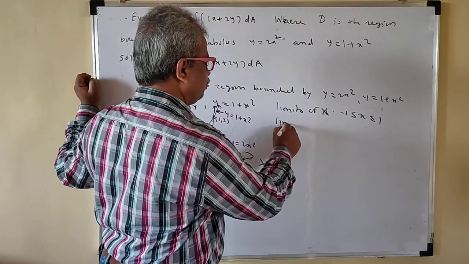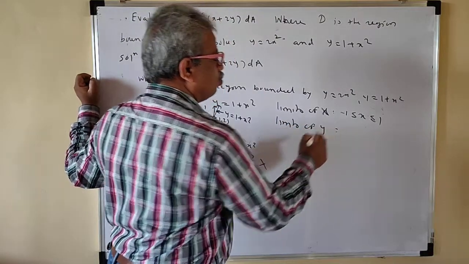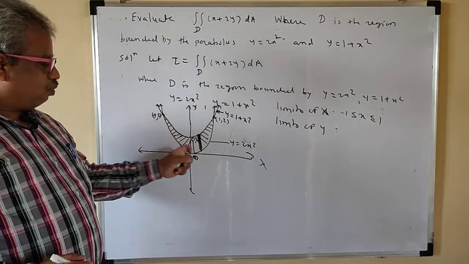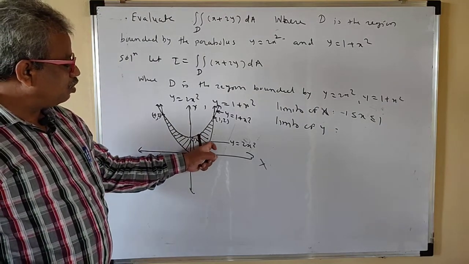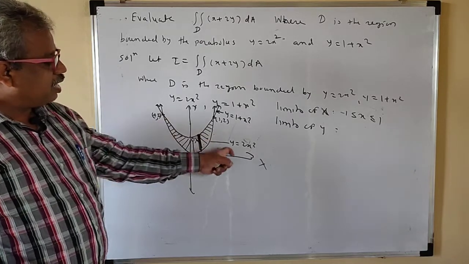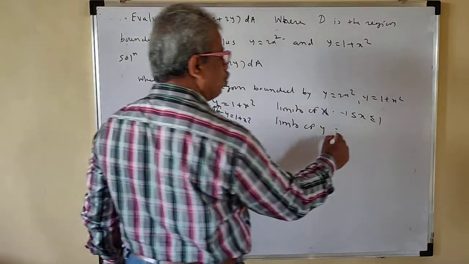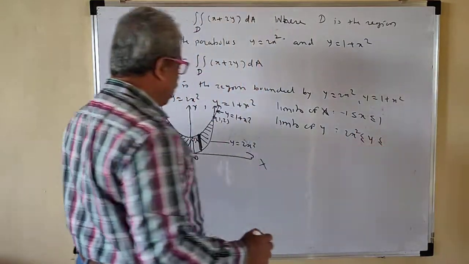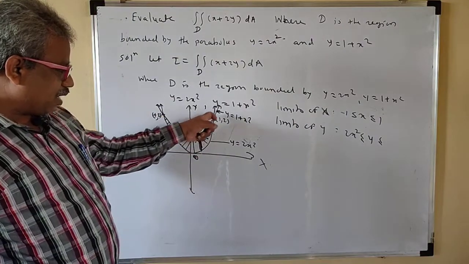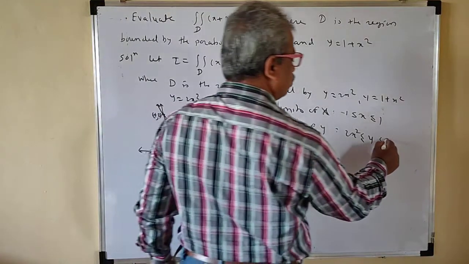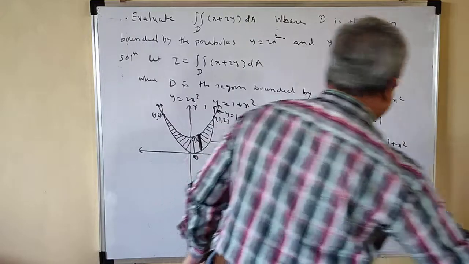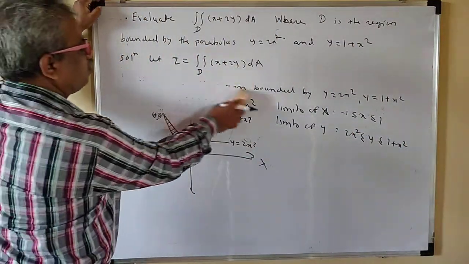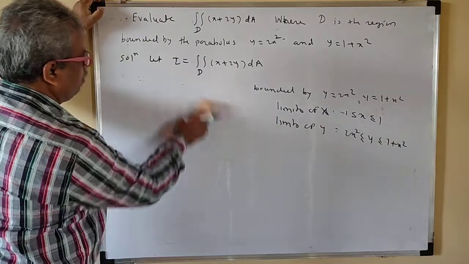So limits of y means you have to find y from the lower curve to y from the upper curve. What is the equation of this lower parabola? It is y is equal to twice x square. So your lower limit of y is twice x square, and your upper limit of y is y from the upper parabola, which is y is equal to 1 plus x square. Okay, so once we get the limits, the figure is useless now. We don't want the figure now.